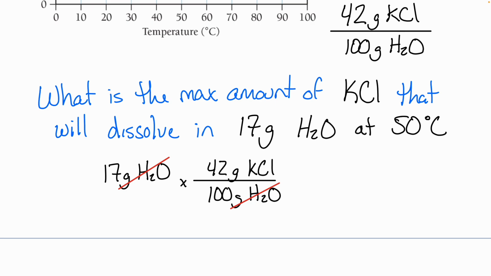Okay? So we're going to punch this into our calculator here. My calculator spits out 7.14, and my units are grams of KCl. Okay? But now we got to worry about sig figs.